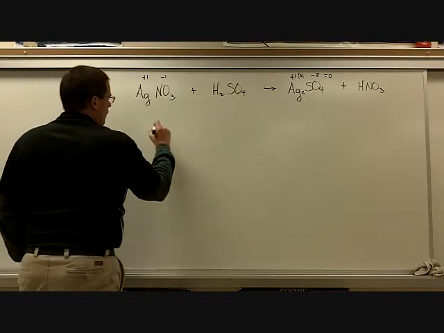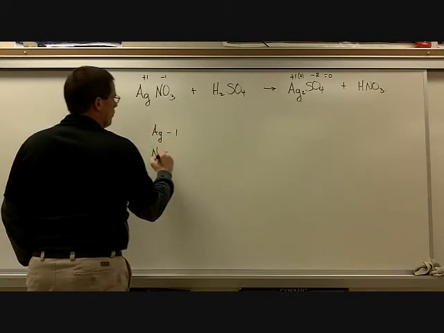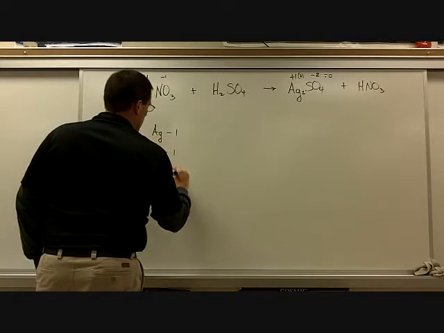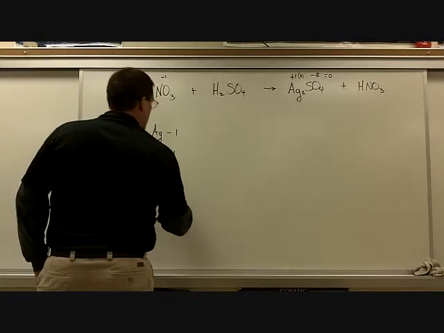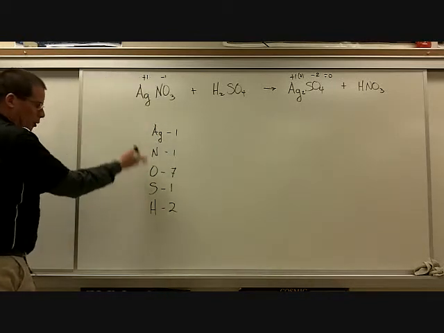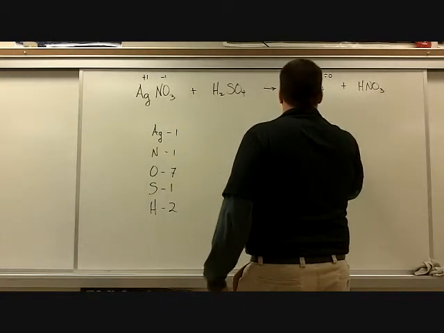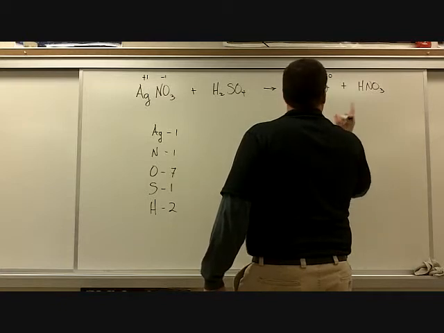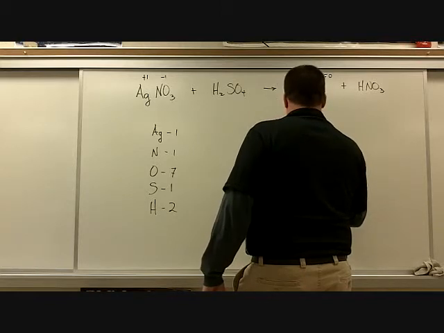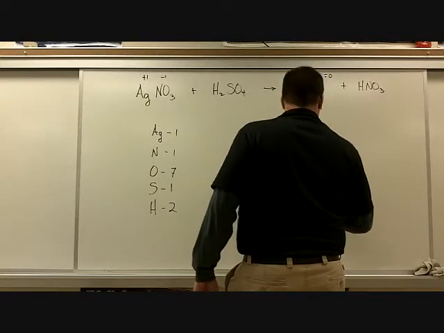So that one's a little more interesting. Let's see, we've got silver, one of those nitrogens, we've got 1. Oxygen, we have how many? 7. Sulfur, we have 1. And hydrogen, 2. Now, you don't have to go in that order. Try to keep it in the same order on this side, so we have 2 of those, 1 of those, oxygen we have 7, sulfur we have 1, and hydrogen we have 1.